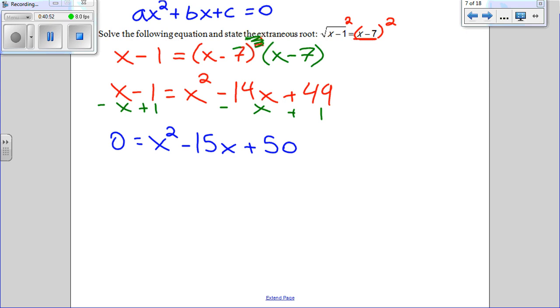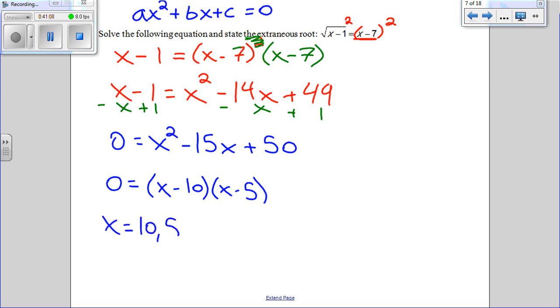If you factor the blue thing, you end up with 0 equals x minus 10, x minus 5. Your solutions are then, by the zero product property, x equals 10 and 5. Yeah, that's diamond method. We always call it diamond method. I don't know why.